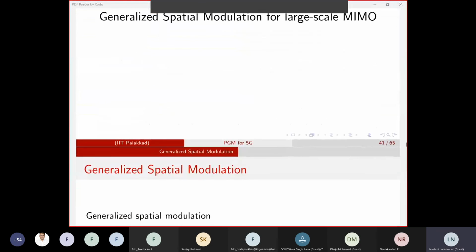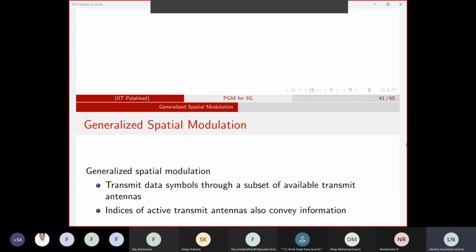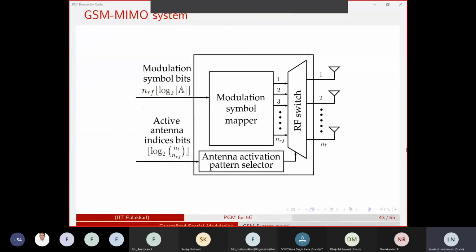Finally, I'll talk about what is known as generalized spatial modulation. Generalized spatial modulation is one type of modulation where we have NT different antennas at the transmitter, but not all the NT antennas are simultaneously turned on. Only a subset of these NT antennas is active.